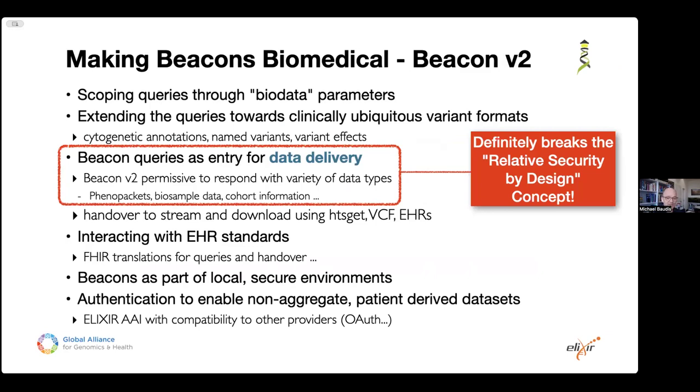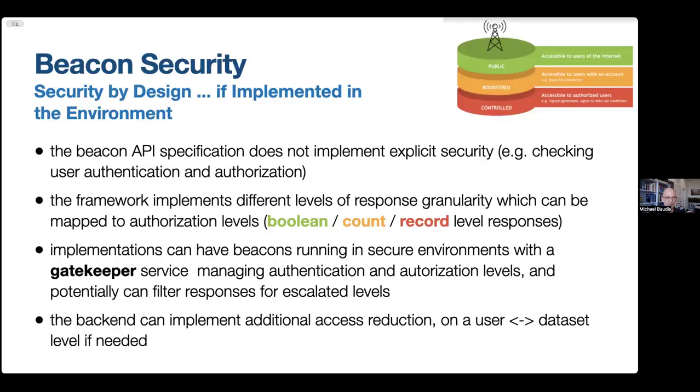Now, in Beacon v2, we break this relative security by design concept, because we also allow data delivery, and we also allow many more query options, so you can do much more informative queries. The protocol itself doesn't have security baked in, but it assumes certain levels. It has several levels of data delivery, which can then be mapped to concepts like authorization levels.